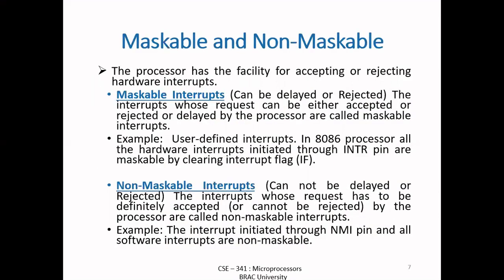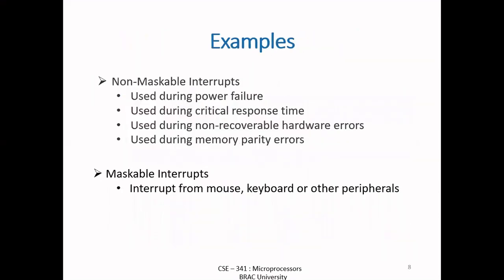There are some examples of non-maskable interrupts. The non-maskable interrupt pin, or NMI pin, is used during power failure, during critical response time, non-recoverable hardware errors, or during memory parity errors. If these interrupts occur, the processor cannot reject or delay them. Rather, it has to accept them instantly and respond to them instantly.